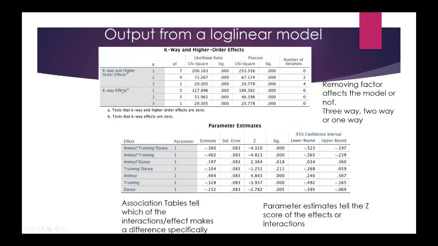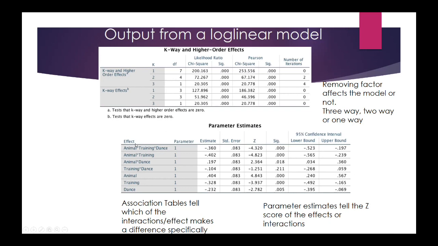So up here is that backwards elimination that I was talking about. So what is it doing? It's adding all factors into the model and then removing each factor to see if there's an effect or not. And what we can see is there is an effect on every single one of the factors. So the 3-way, the 2-way, the 1-way, there are significant effects. And down here, the parameter estimates tells us which one is contributing the most to the model. We can see here that the most that are contributing are the animal, training, and dance, the animal, training, as well as the animal and training, where dance and animal and dance are significant, but not as low as the other ones.